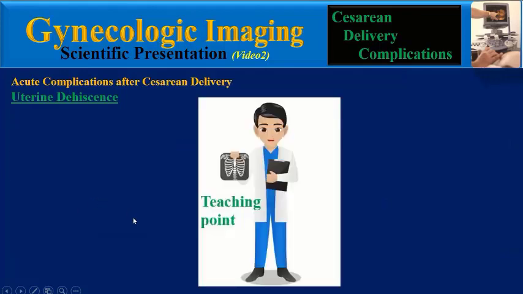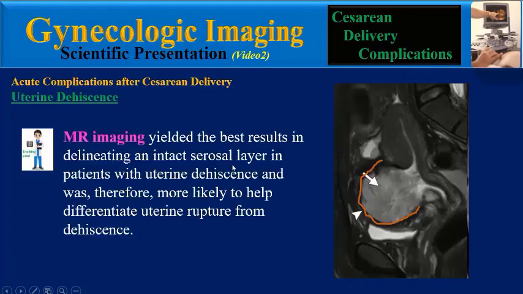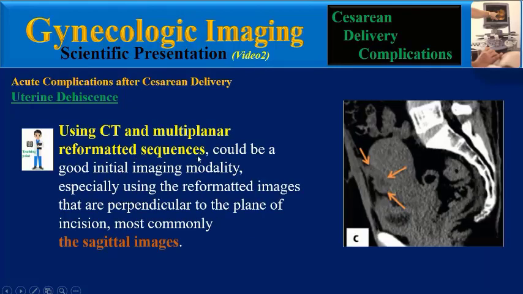Now, please pay attention to these teaching points. MR imaging yielded the best results in delineating an intact serosal layer in patients with uterine dehiscence and was therefore more likely to helpfully differentiate uterine rupture from dehiscence. Using CT and multiplanar reformatted sequences could be a good initial imaging modality, especially using the reformatted images that are perpendicular to the plane of the incision, most commonly the sagittal images.